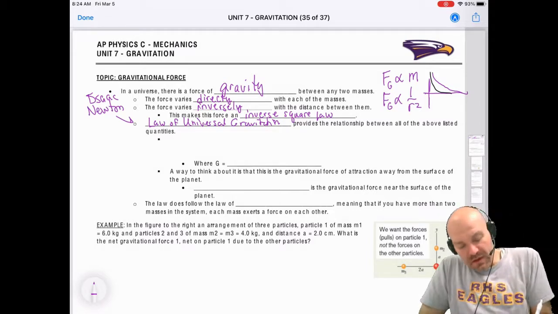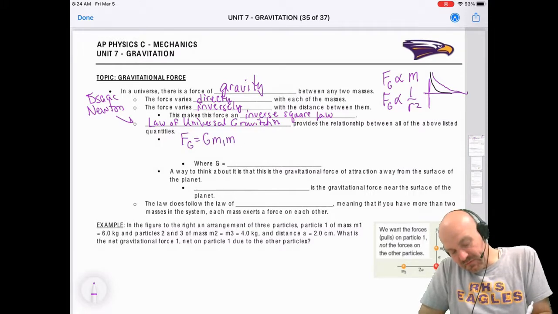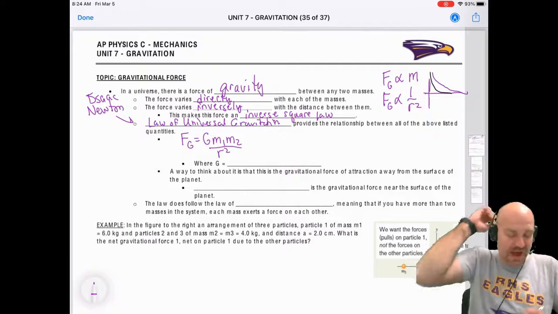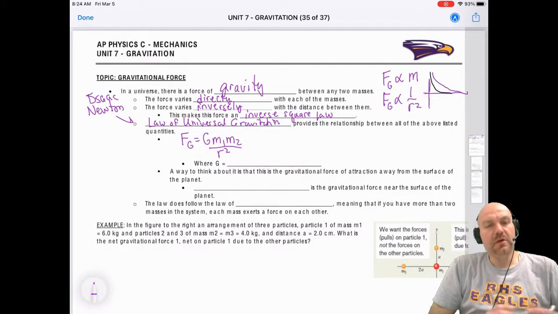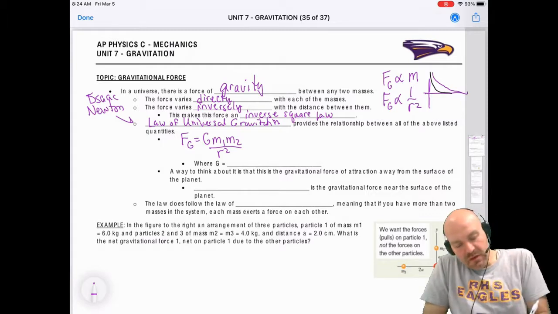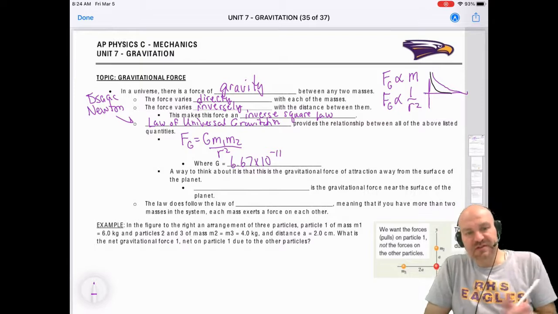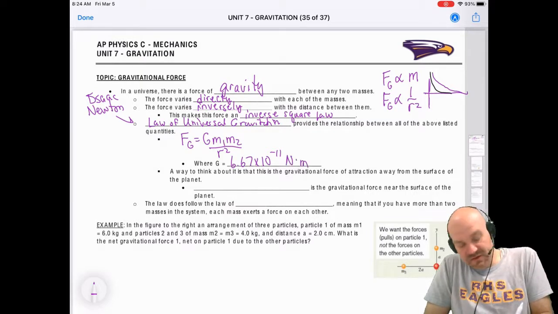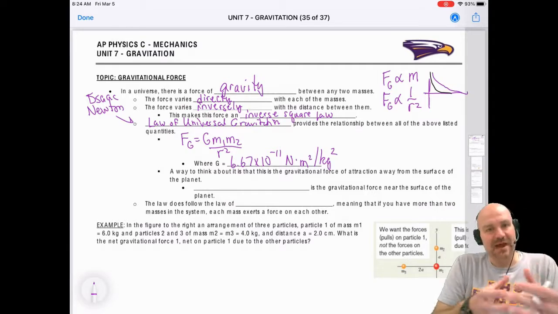Okay, so the force of gravity, according to what Newton proposed, is F sub capital G equals G, which is known as the universal gravitation constant, times mass 1 times mass 2, divided by r squared. And r is the distance between the centers. Now, this big G has a value of 6.67 times 10 to the negative 11th newtons times meters squared per kilogram squared.